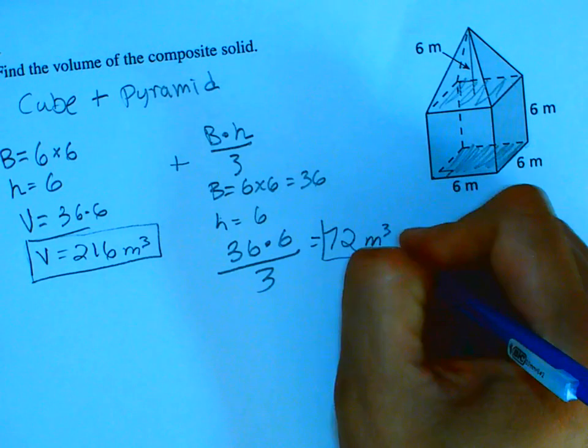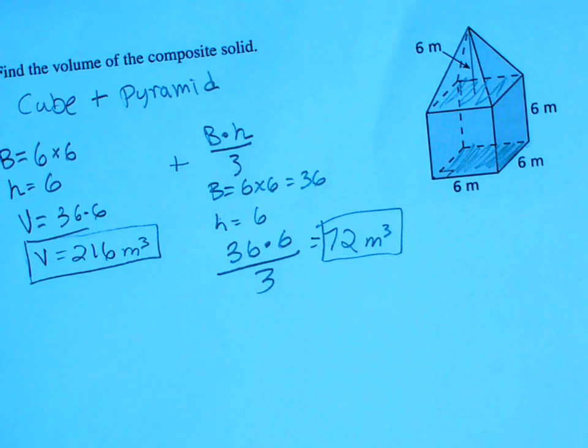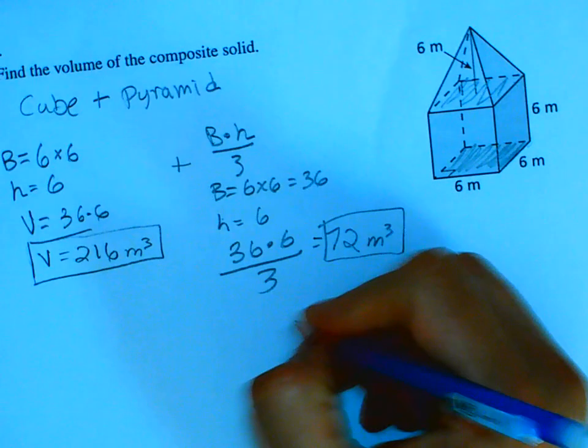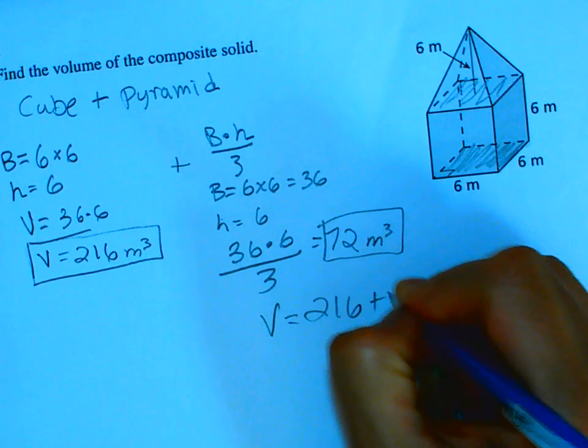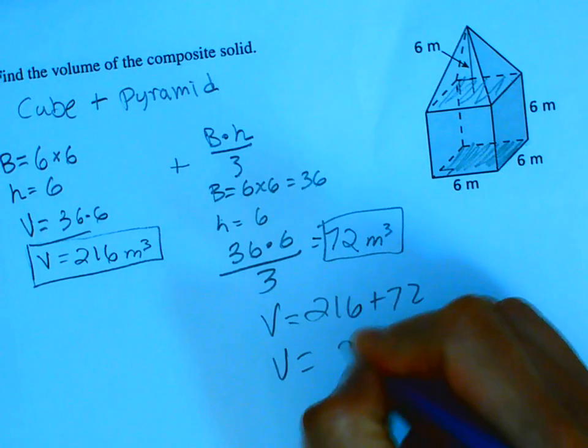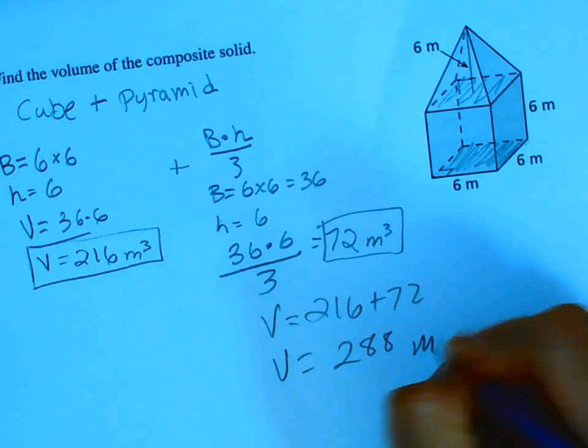That's the volume of the bottom, and that's the volume of the top. And now all I have to do is add them together. The volume of the whole figure is 216 plus 72. So that's 288 meters cubed.